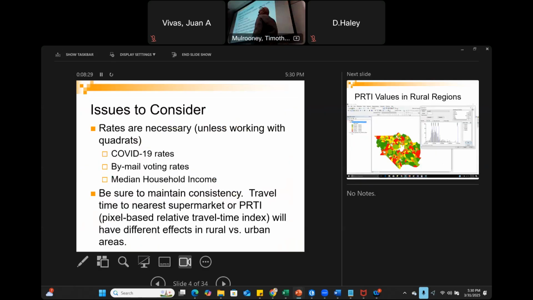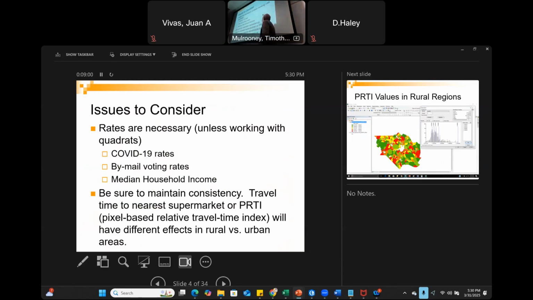Now, some of the issues to consider that I've already talked about is that we need rates. So COVID-19 rates, by mail voting rates, median household, by area. Hey, let's look at the number of people per square mile, number of cancer deaths per 1,000 people. All those other things that we were talking about with the point source pollution. Now, there might be other reasons why cancer rates are higher in areas near point source pollution, which has nothing to do with the point source pollution, but we're not going to figure those out.